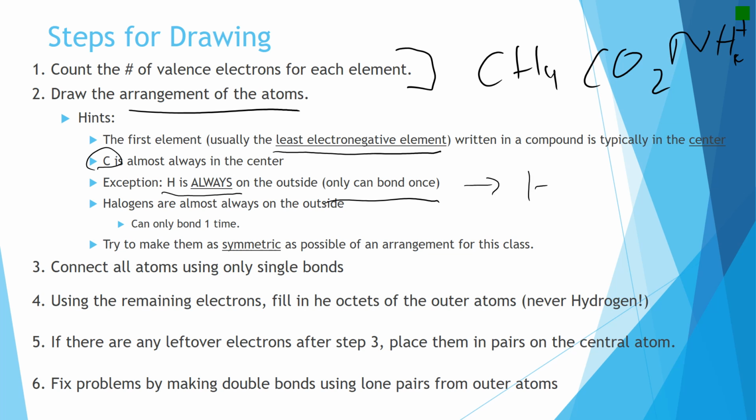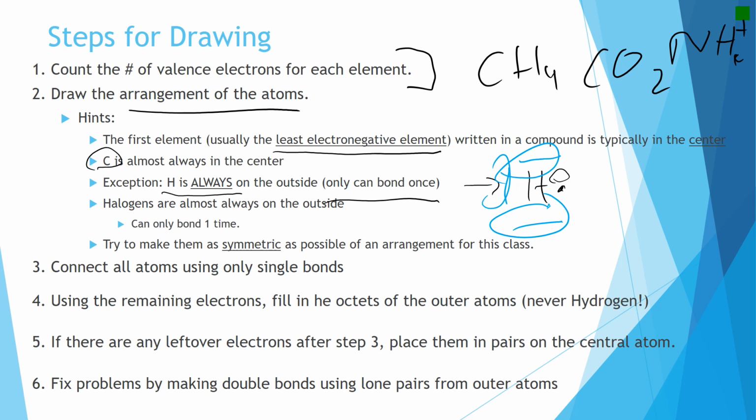Why can it only form one bond? Because it only has one valence electron. So it only has this opening that it needs to fill. It does not have all of these other sides that it also needs to fill up like every other element. So hydrogen's kind of a little goofy.